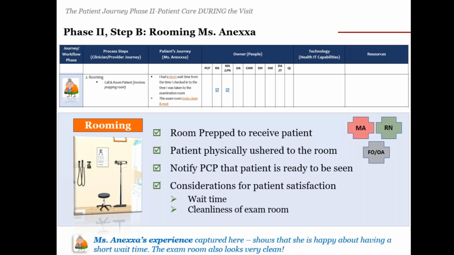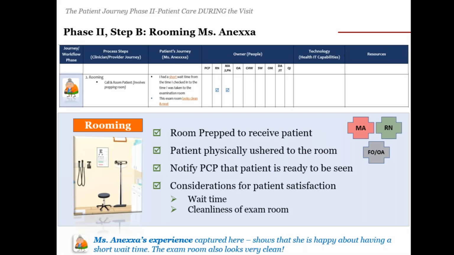So the experience captured here would be that she's happy to have a short wait time. I showed up and I was called back soon enough. And when I got into the exam room, it's very clean. Again, I say this to say that most of what we're discussing here, 60%, if not more, you already do.